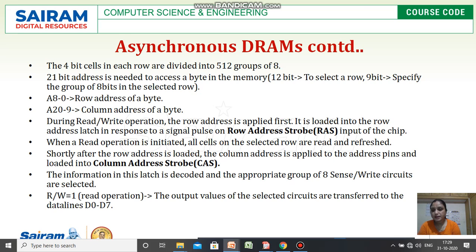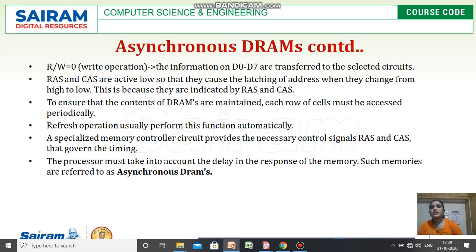Read/write equal to 1 means it is a read operation. The output values of the selected circuits are transferred to the data lines D0 to D7. If it is a write operation, then the value will be 0, and the information on D0 to D7 is transferred to the selected circuits. RAS and CAS are active low, so they cause the latching of the address when they change from high to low. This is why they are indicated by RAS and CAS with a bar.